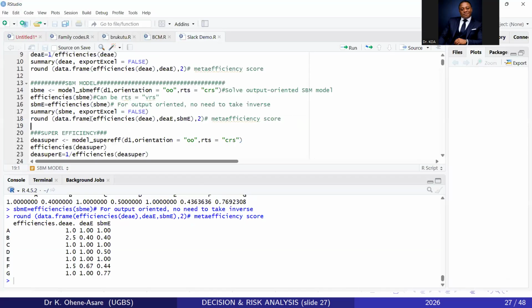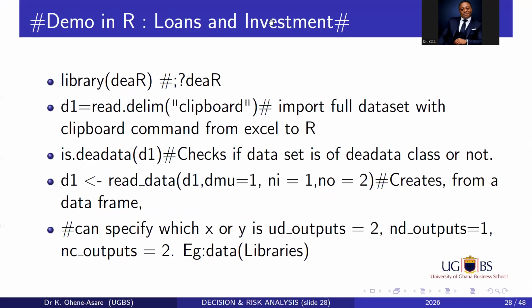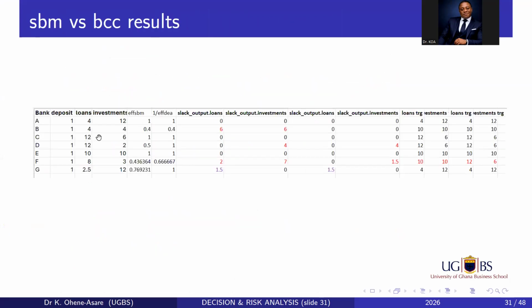Now, we will come to super efficiency. But for now, let's go back here. Now check all of these. This is the overall results, which I've decided to bring here for discussion. So what do you see here? Just as we said, you will notice that for the F, both of them, under DEA and SBM, are inefficient. Now, let's look at the slacks.